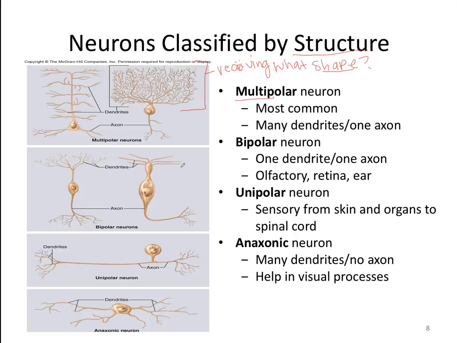E-I-V-I-N-G. I am very tired and have forgotten how to spell. So these are the most common, meaning they're the most numerous in your body, and they have many dendrites and only one axon. And pretty much the golden rule for all neurons is that it doesn't matter how many dendrites you find, you're only ever going to find one axon. The axons can split, but they emerge from the soma as one thing, so they're considered to be one axon.